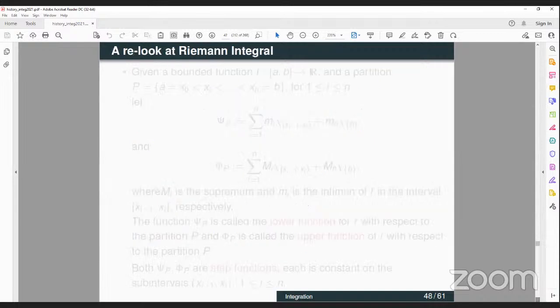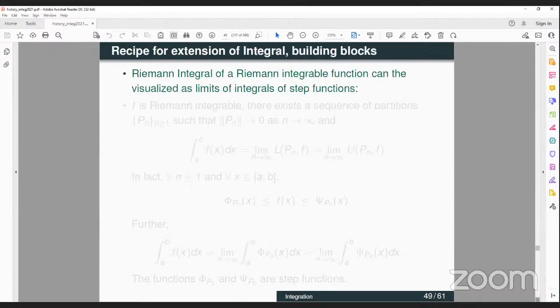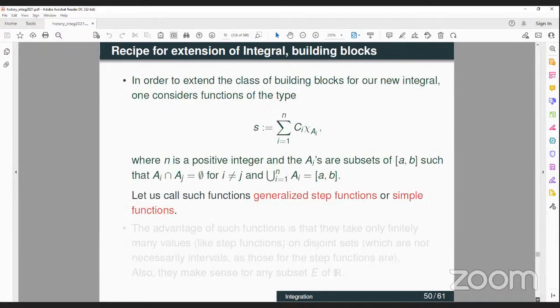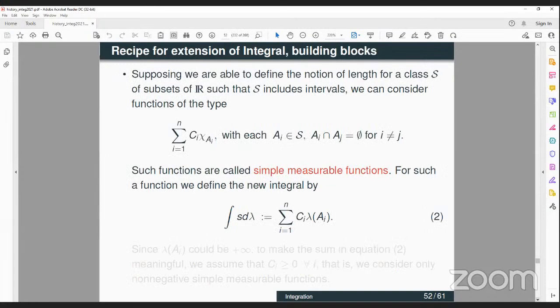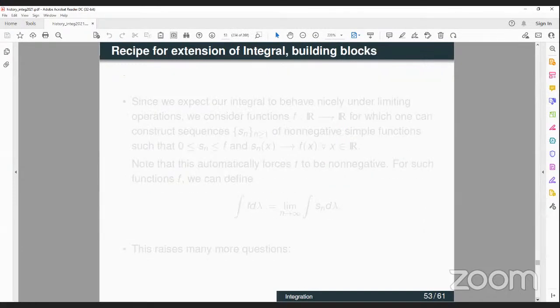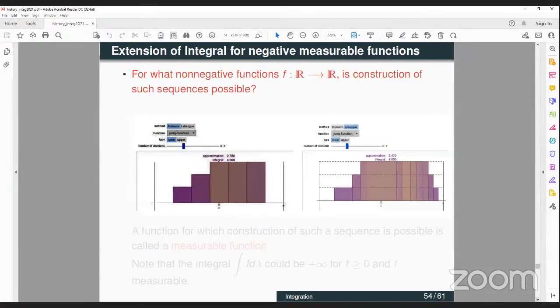I will not be able to go into the recipe for this extension, but the basic idea is, I think this will be a good idea to come to this slide. The difference between this Riemann integral and Lebesgue integral. So let me try to exhibit by an applet what is the crux.